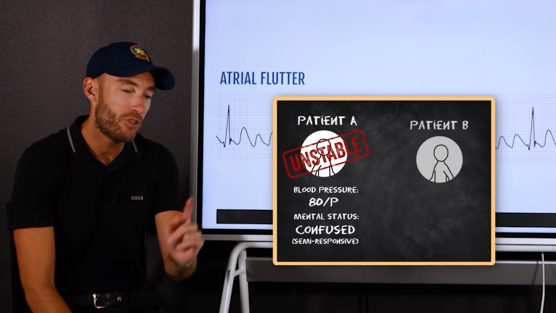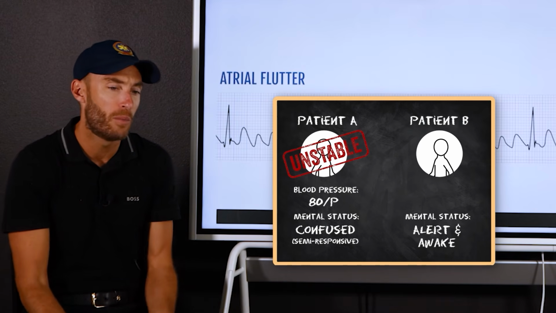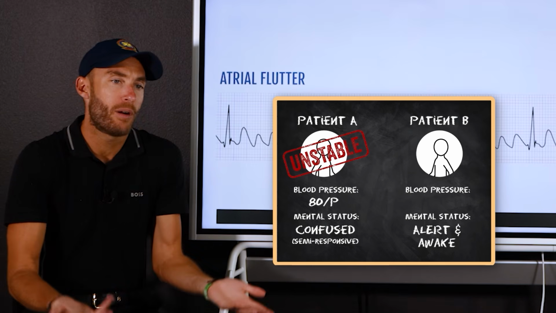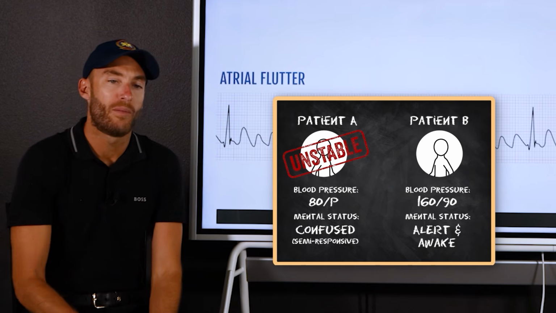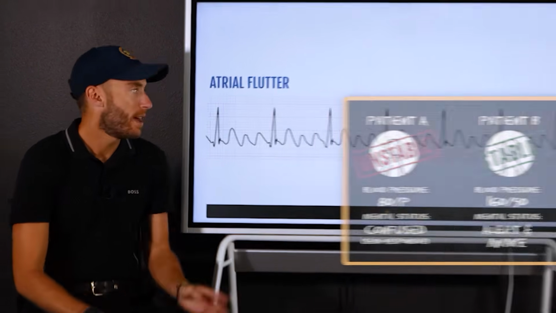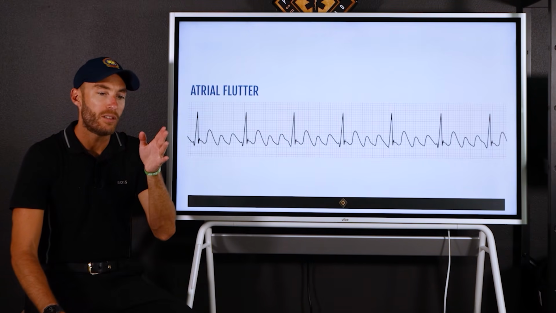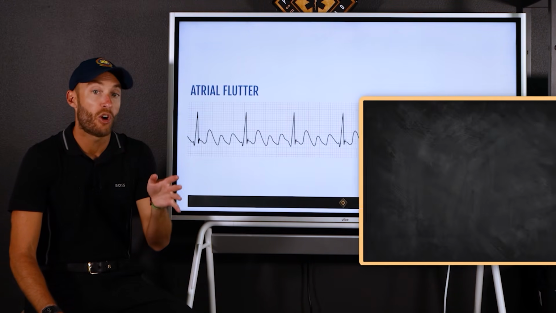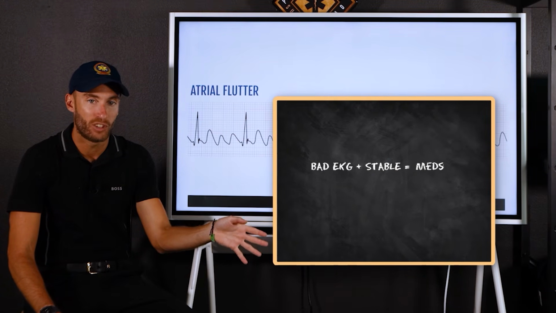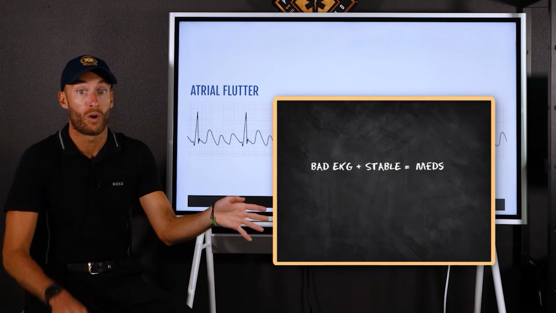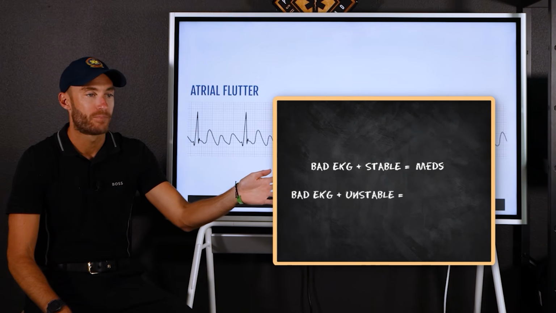But with that same patient, I told you was alert and awake, but had chest pain and a little bit of trouble breathing, but their blood pressure was, let's say, 160 over 90, right? Well, that patient will be considered stable. And for all these different scenarios that we see, if the patient's blood pressure and mental status are stable, then what we do is we get to give them medications. If they're in a lethal or really bad EKG, we'll talk about it, okay?